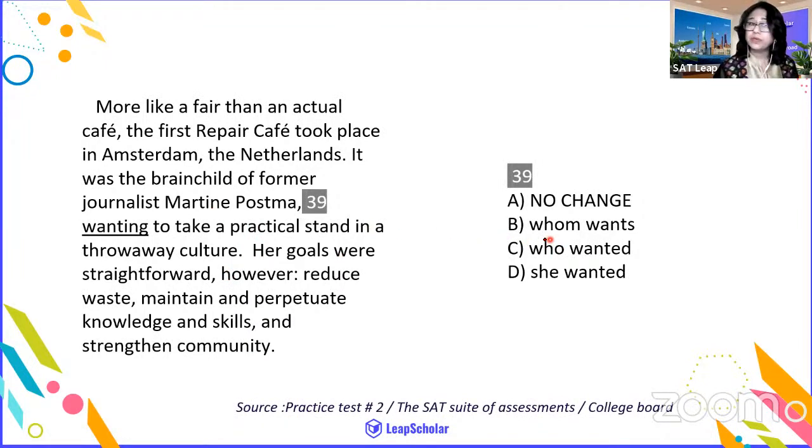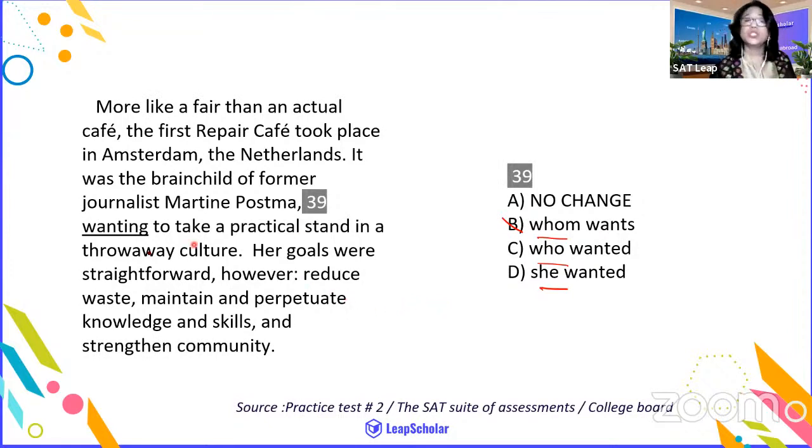Okay. What do I have here? Wanting, whom wants, who wanted, and she wanted. Okay, what should I eliminate here, students? Quick. What should I eliminate and why? I should first eliminate B. Why? Because I need a subject pronoun. Whom wants won't work here. Eliminate D. Why should I eliminate D? Quick.